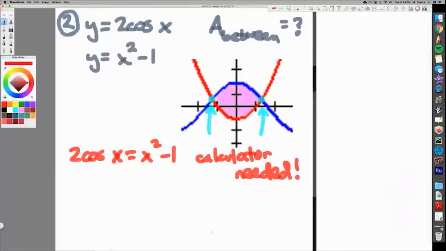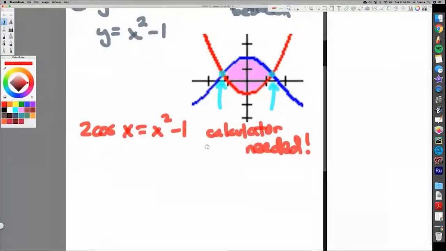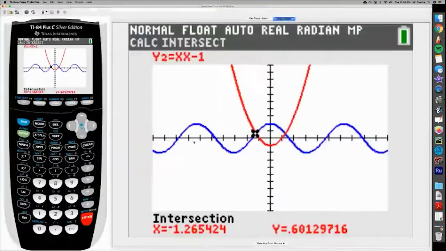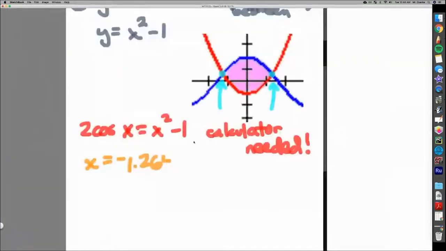Okay, so what I'm going to do is write that over here. It says calculator needed. So we need our X to be equal to negative 1.64554. I knew that was wrong. Okay, 1.546524. That's embarrassing. Okay, 24. Okay, so that's one of the intersection points.